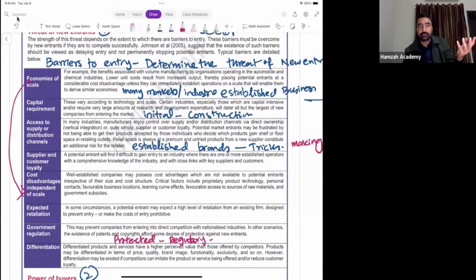Is this clear? Is this clear, my dear? Respond quickly. Is this clear?